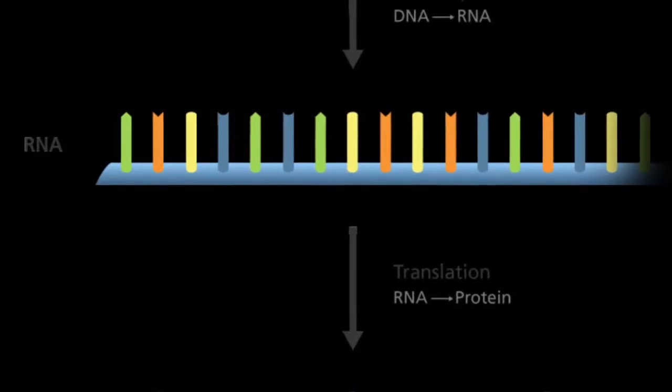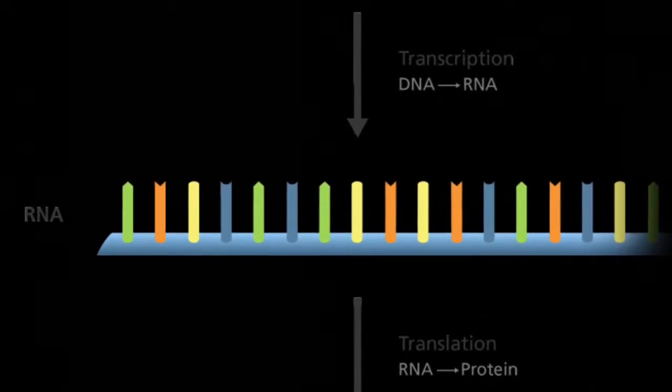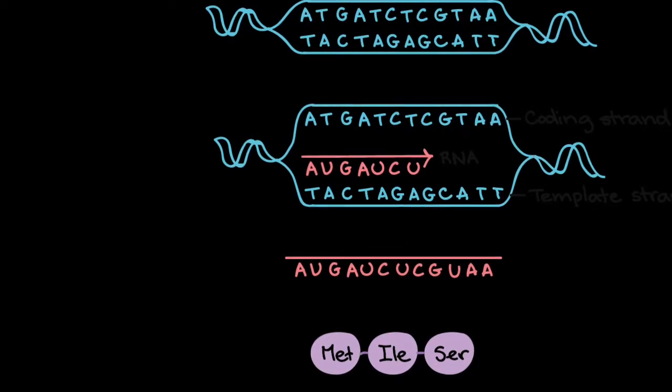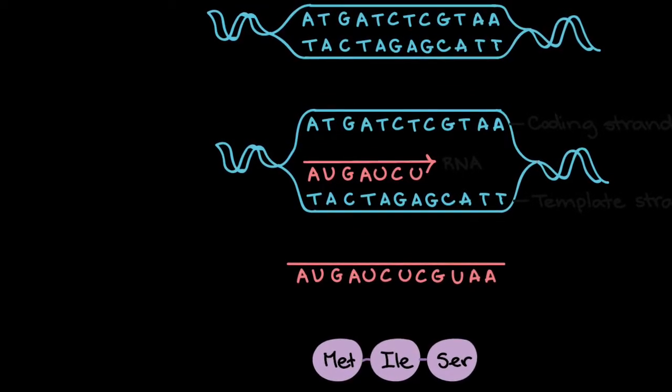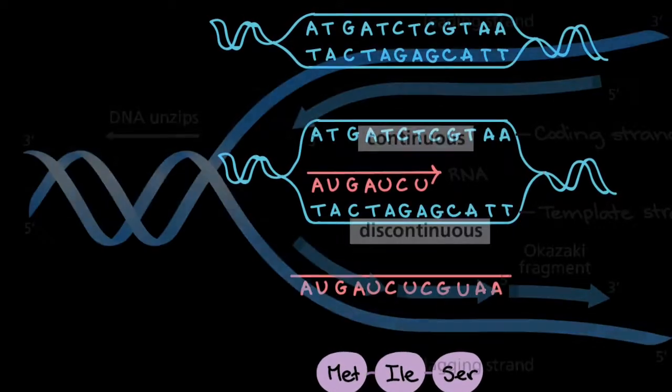Central dogma is the process of transcription and translation. In this video, we will demonstrate how DNA turns into RNA, which then turns into proteins. Transcription is the synthesis of an RNA copy of a segment of DNA. RNA is synthesized by the enzyme RNA polymerase.